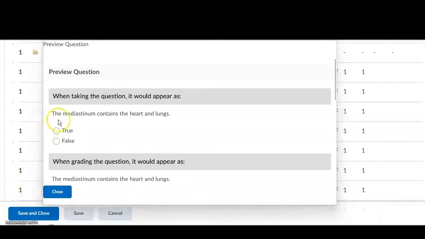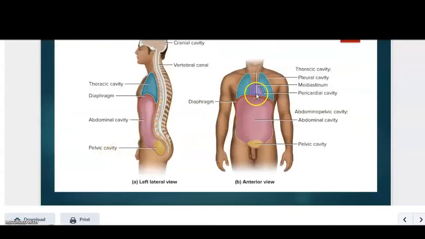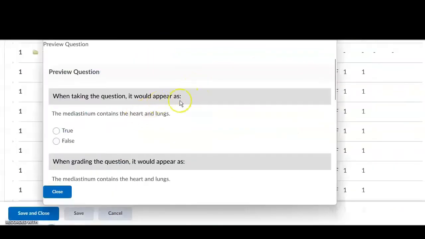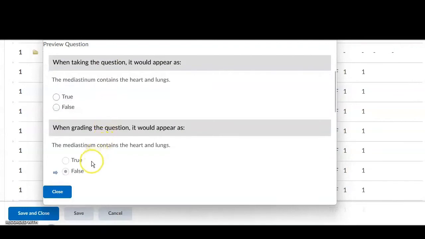Next question. The mediastinum contains the heart and the lungs. So let's stop for 5 seconds. So let's continue. If we look at the figure, we have the mediastinum right here in purple, and that's the area that the heart is going to occupy. The lungs are not there, right? The lungs are going to be over here on each side of the purple. So the lungs are not going to be part of the mediastinum. If we go back to the question right here, then obviously the mediastinum does not contain the lung. And that should be false. And that's what we have right here.